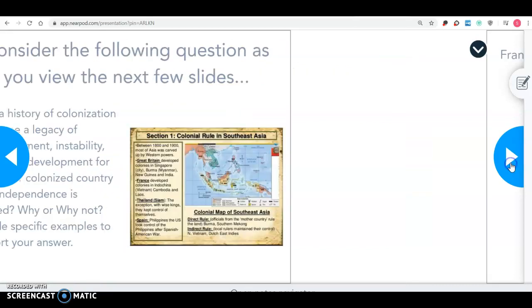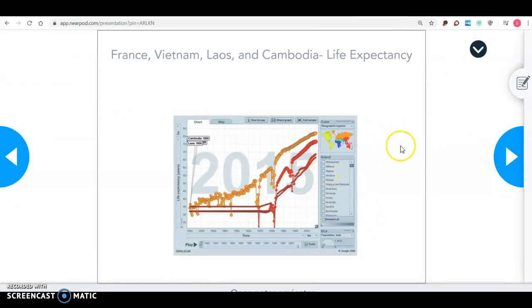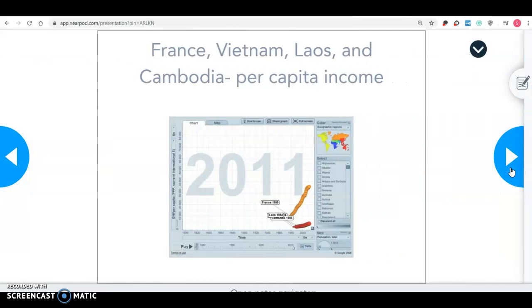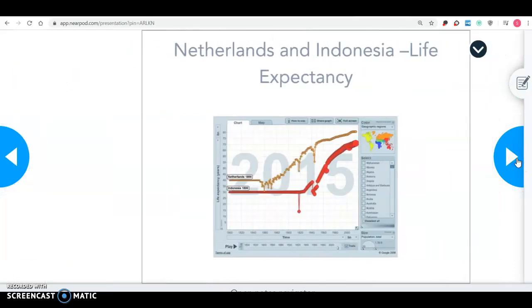Okay, so we're not going to go through all the data here, but this is just showing how, because of colonialization, factors like life expectancy are either going to be high or low in these areas. You can see kind of the trend in France, Vietnam, Laos, and Cambodia that life expectancy is going up in some of those countries. And again, I'm not going to go too much into all of this. Again, those same countries, you can see France, per capita income is very, very high. Where your colonies, there is an increasing trend, but it's not as high as France is.